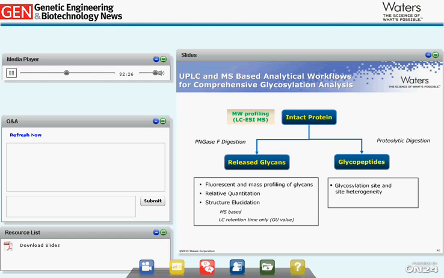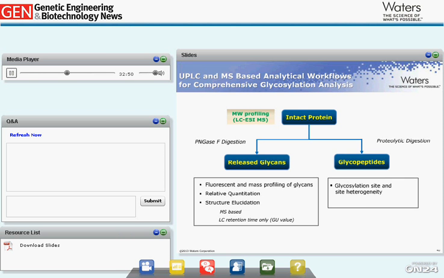The last workflow shown in this slide is the glycopeptide workflow. The glycopeptides generated from protein proteolysis are subjected to both collision-induced fragmentation and electron transfer dissociation to obtain glycosylation site and site heterogeneity information. So these are typical workflows from Waters.